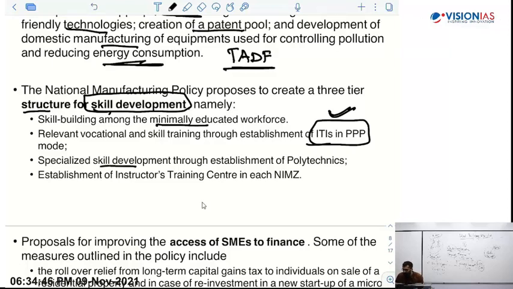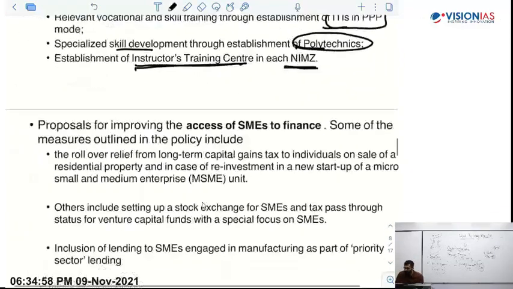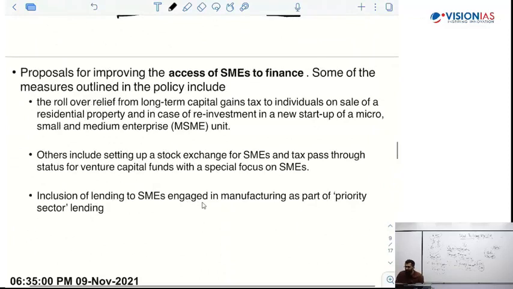Specialized skill development through establishment of polytechniques, ITIs, instructor training center in each NIMZ. So these are certain features for skilling. Improving the access of SMEs to finance. See, that is why when I gave you the shortcomings, every government policy, every government scheme will try to solve those problems. Those problems were there in 47, the problems are there still. These government schemes are trying to solve that only. Mudra हो या Udyog Aadhar हो, जो भी हो, they are trying to do that only.